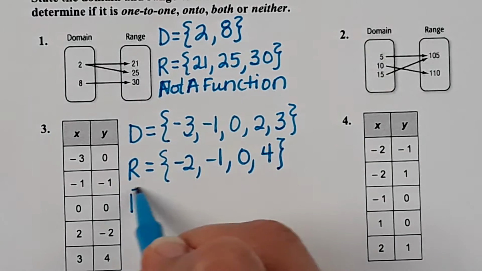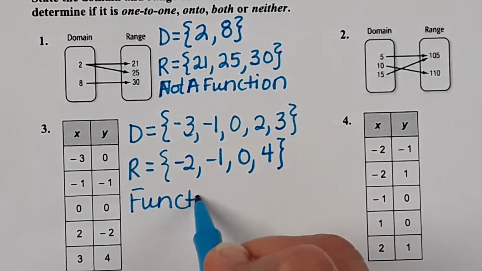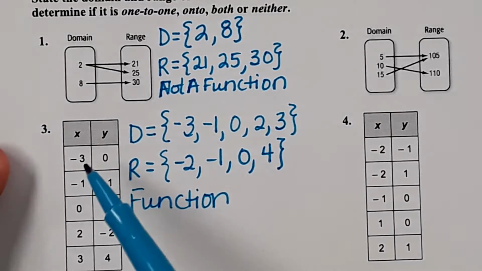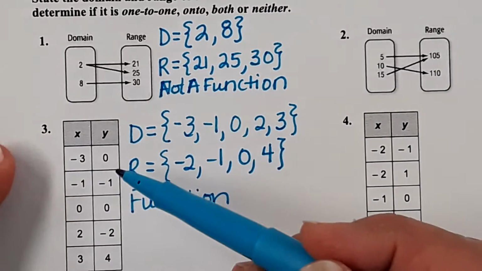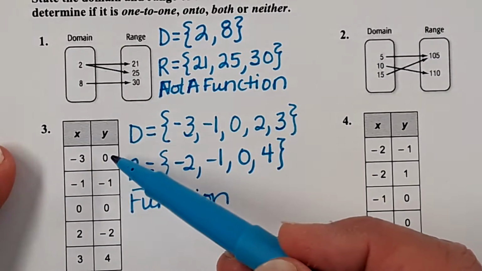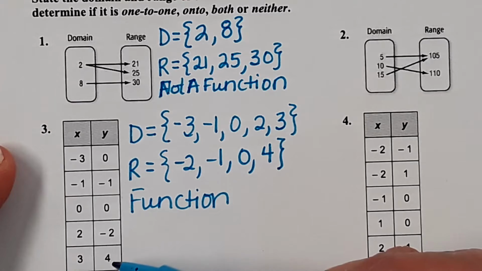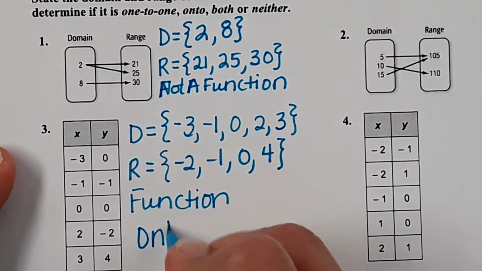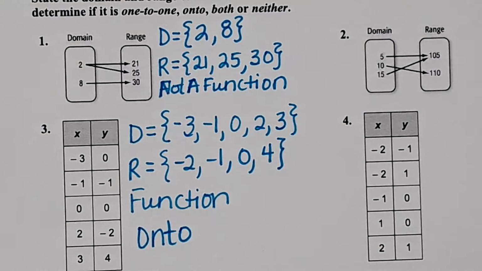Okay, so it is a function. So I know all the domains are different, so that made it a function, but are all the ranges different? No. So that means it is onto. It's not one-to-one. One-to-one means there's exactly one element for each domain.